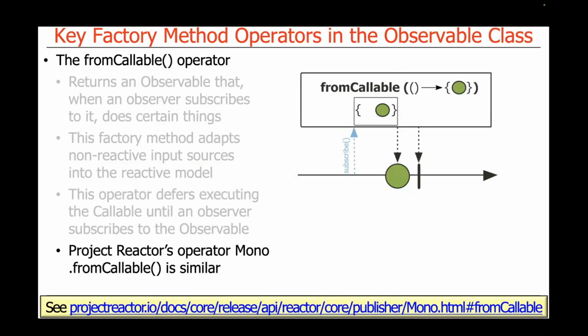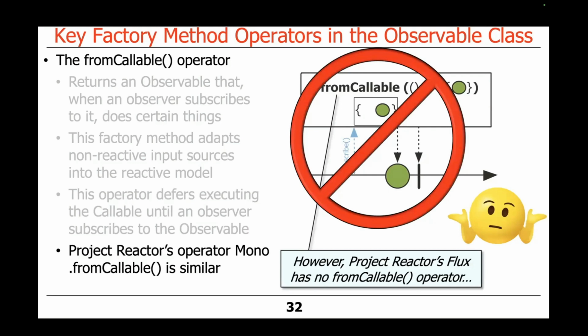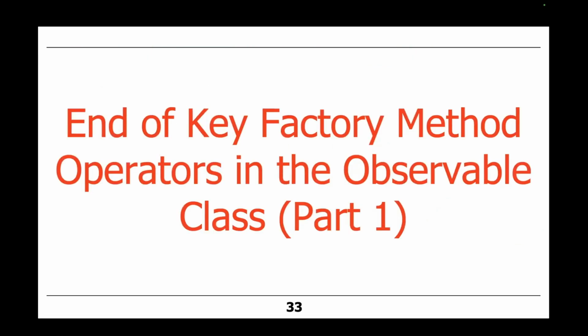Project Reactor has a Mono fromCallable that's similar to observable. However, there is no fromCallable operator in the Flux, which is rather perplexing. So that's the end of the key factory method operators in the observable class. For your purposes in assignment 5, you'll be using fromCallable or some variant of that quite a bit. And when we get into the concurrency models a little bit later, you'll see how and why we use fromCallable. And that's the one that you'll be focusing on for the most part.